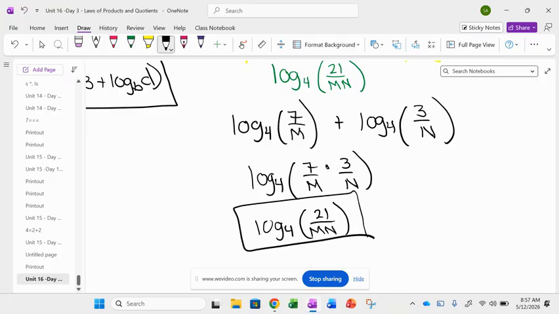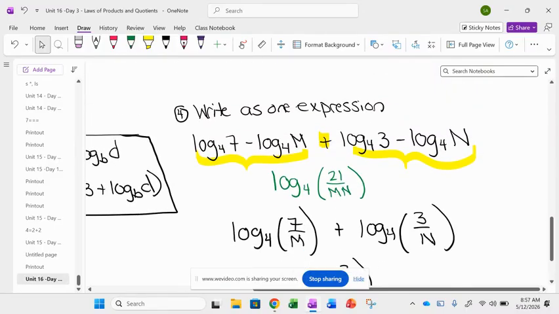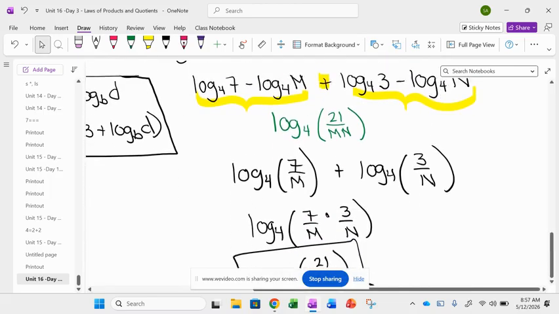I have a question. Could you just group the positives together and negatives together? That's what I meant. Yeah, addition is commutative, right? So you can absolutely do that. All right, next one.